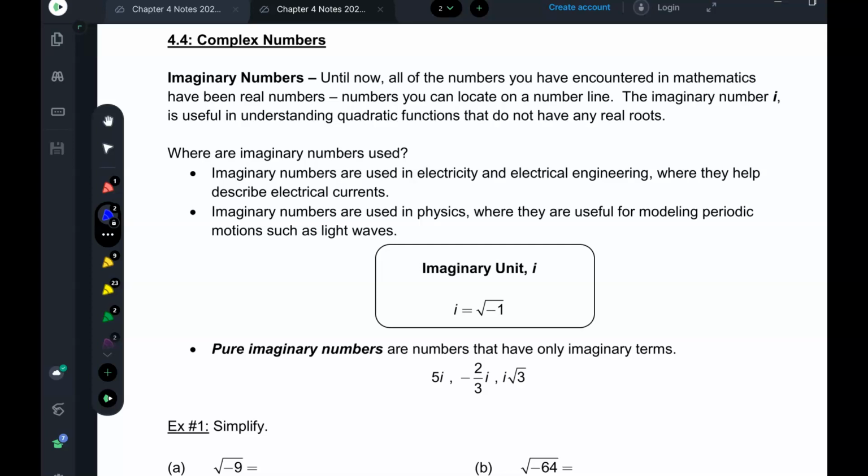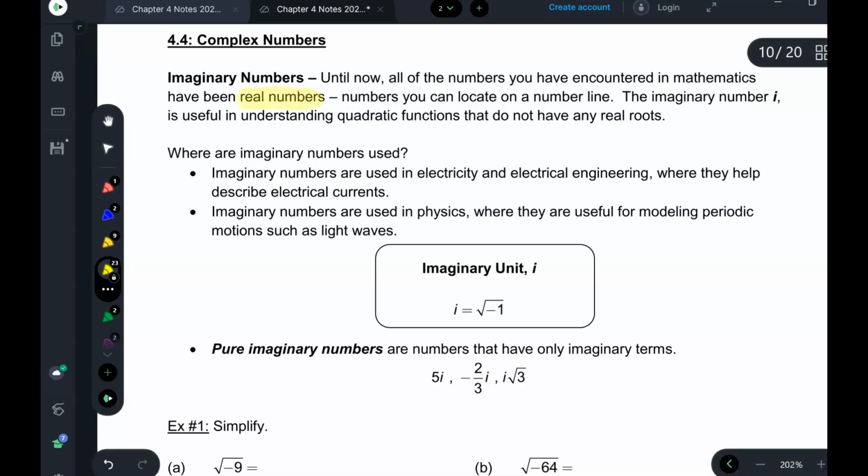All right, so we are going to learn about complex numbers. Don't worry, they're not too complicated. It's just the way they are defined. Everything that you've basically learned in math has all been with real numbers.